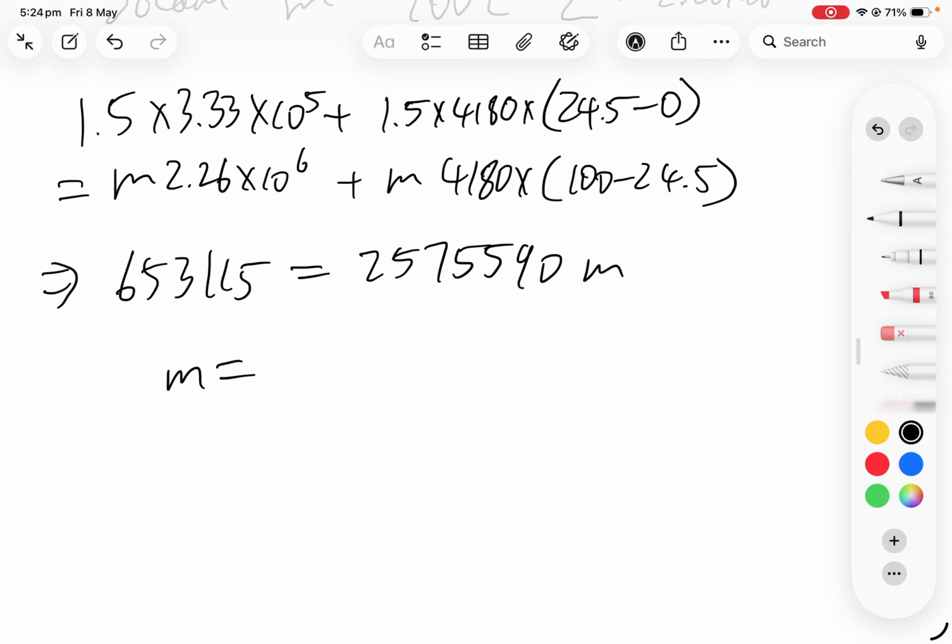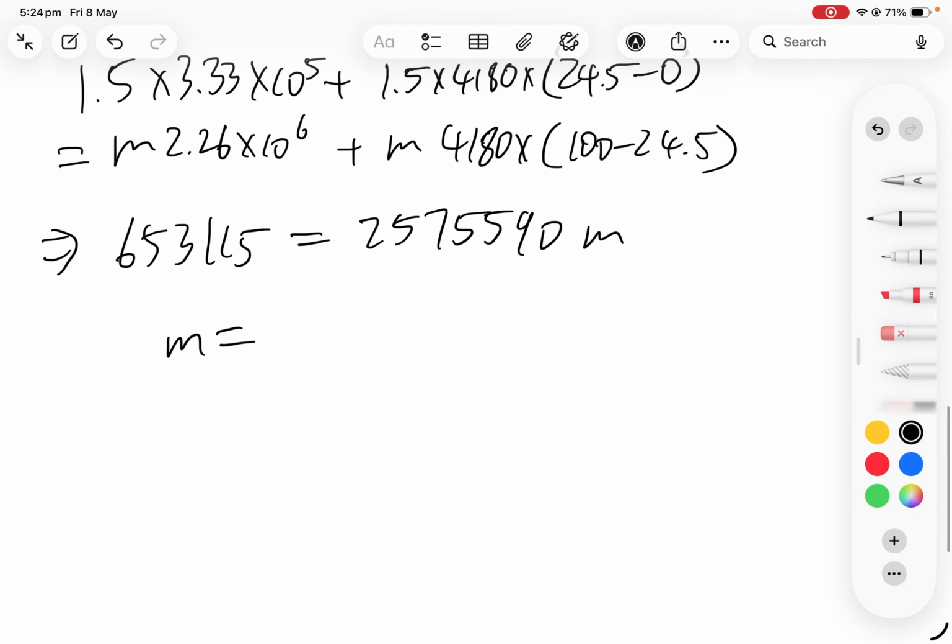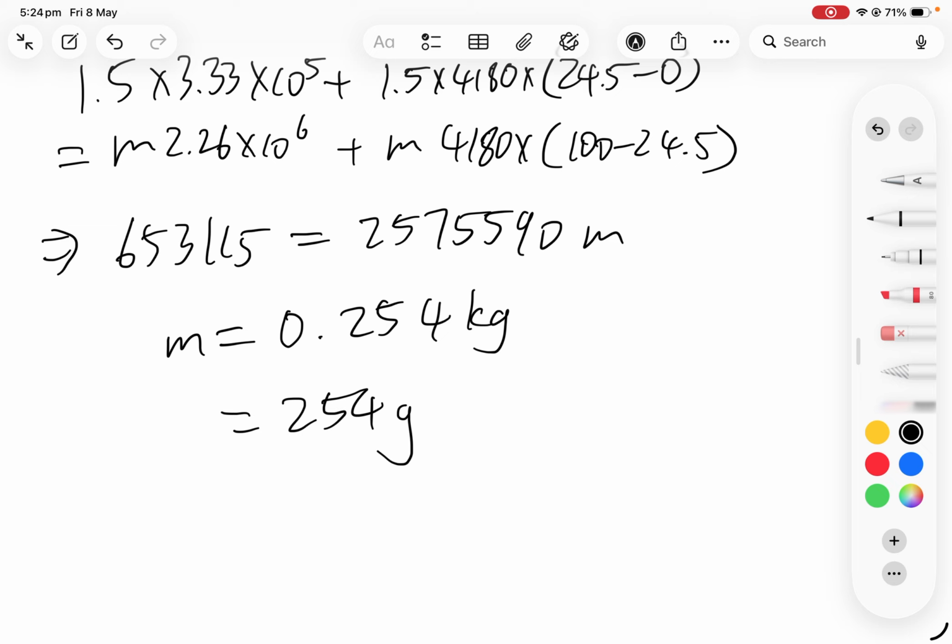Oh, we divided the wrong thing. It should be 653,115 divided by 2575590. That gives us 0.254 kilograms, which means this should be 254 grams of dry steam the person needs to turn the ice in his freezer into water at the right temperature. Alright, that's all the questions. Bye bye.